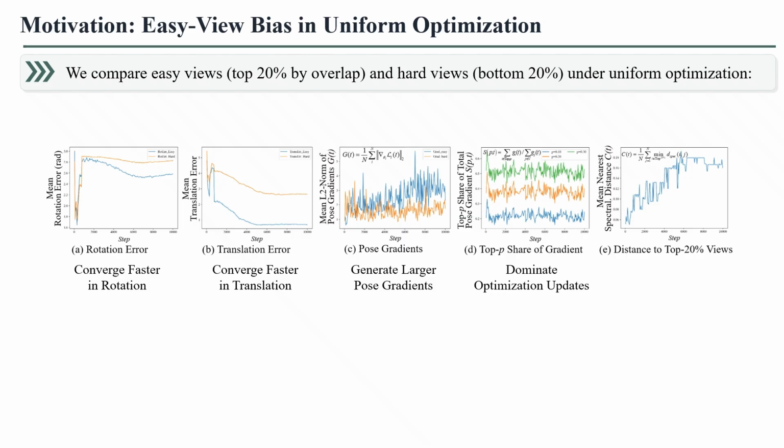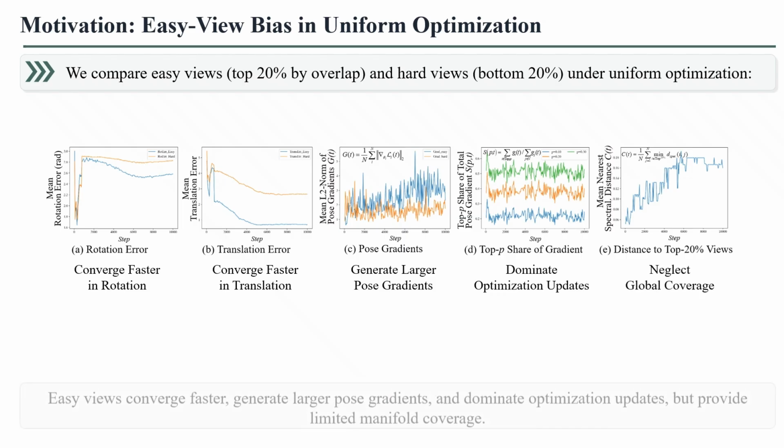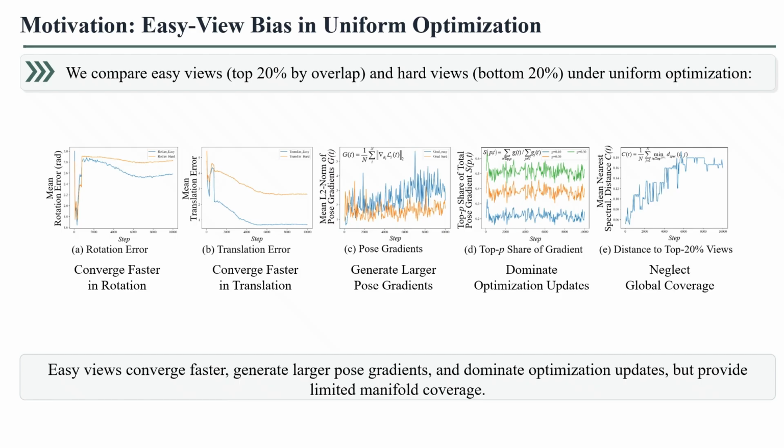The fourth plot further confirms that these views contribute a large portion of the total pose gradient norm, revealing clear local gradient dominance. The spectral distance curve in the last plot shows that global coverage improves slowly, meaning that optimization remains concentrated around easy, highly overlapping views, while views that could expand the global geometry are underemphasized. These observations motivate our formulation of view optimizability.